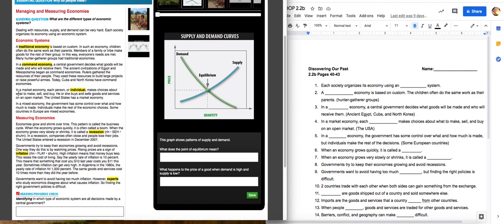Number 4. In your notes and 4th paragraph. In a market economy, each person or individual, you could use either word, guys, makes choices about what to make, sell, and buy. He or she buys and sells goods and services on an open market. The United States has what we call a market economy.